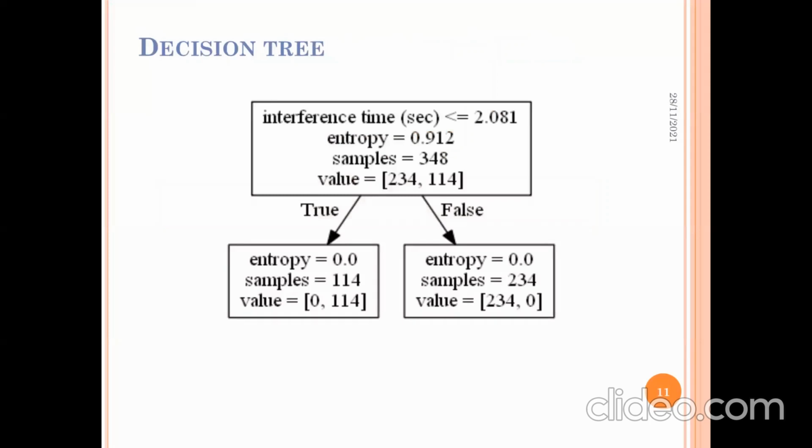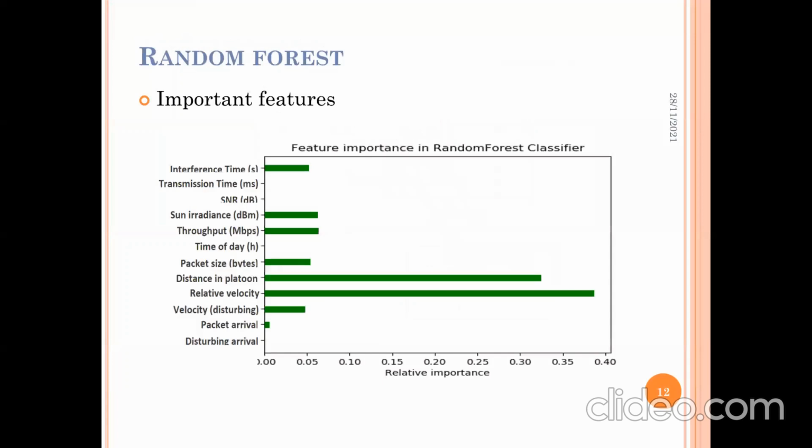The decision tree is not expressive theoretically because it takes only the interference time as a split feature to give a decision and ignores the sun irradiance, the relative velocity, and the percentage of packet loss. The first step in our scenario: we should indicate the important features, which are the Platoon distance and the relative velocity.